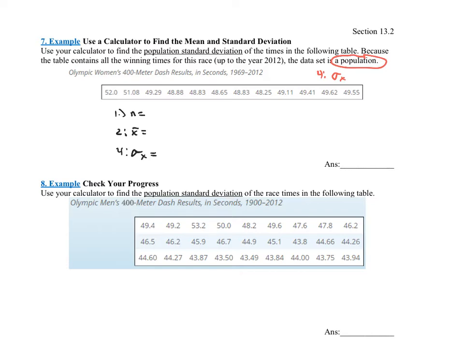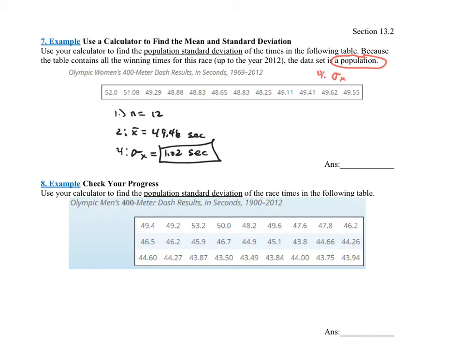When I use my calculator, I'm getting the quantity was 12. Rounding to 2 decimal places, I'm getting 49.46, and this is in terms of seconds, was my average. And I'm getting a standard deviation of 1.02 seconds. So the population standard deviation is 1.02 seconds.